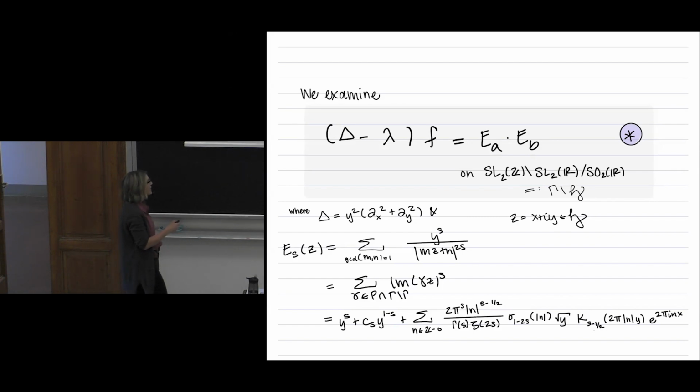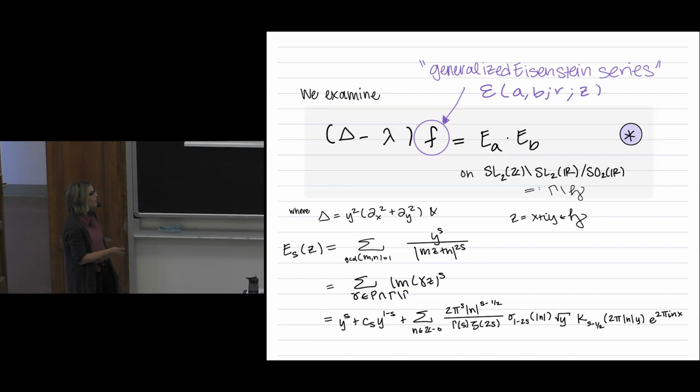In the Fourier expansion, the leading constant terms are the most problematic piece. These are not L2 functions on this space, but the rest of the non-zero modes have nice rapid decay. This is the setup of the differential equation that we're going to look at methods for solving.